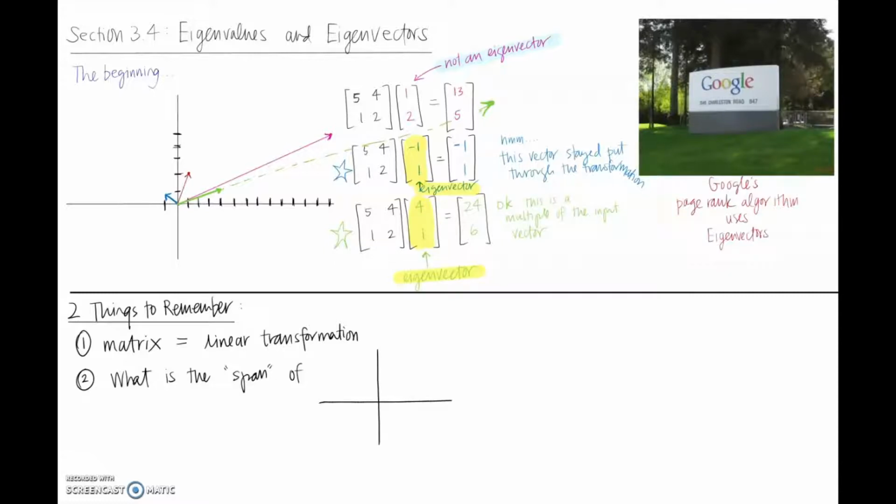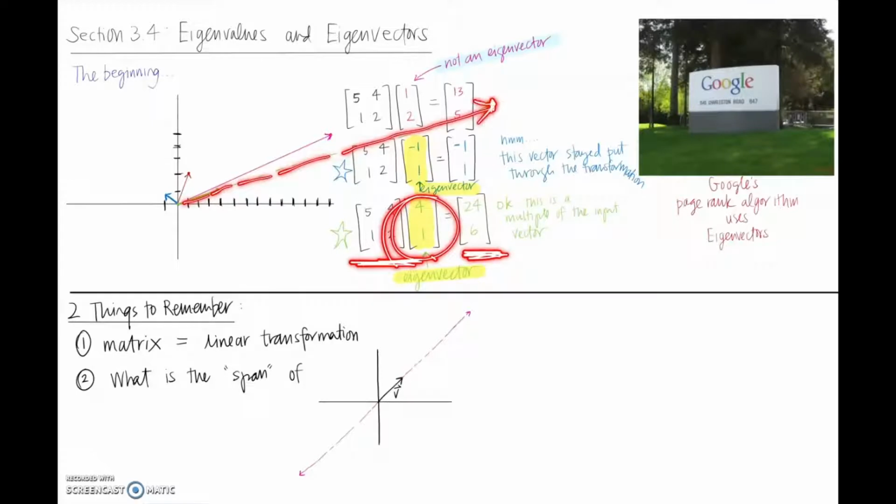So what is the span of some random vector? Say that we have a vector v here, and what is the span of the vector v? Well, it's any scalar multiple of that vector. So it could be any vector along this line, or even this line if we used a negative scalar. So this line represents the span of v. And what we saw up here was this eigenvector, once it went through the transformation, it didn't land back on itself, but it landed somewhere on its span. It landed at 24, 6, which is a point on its span. And so that was okay.